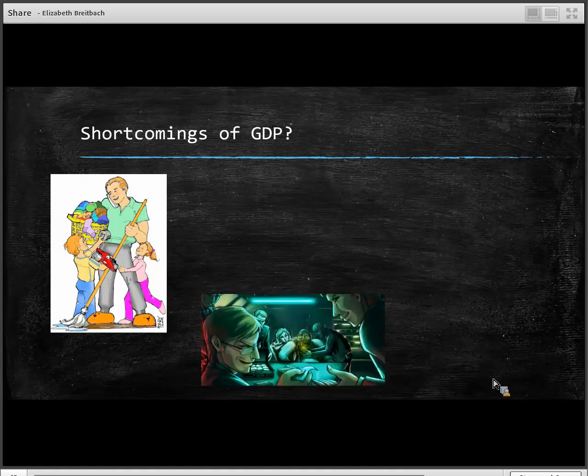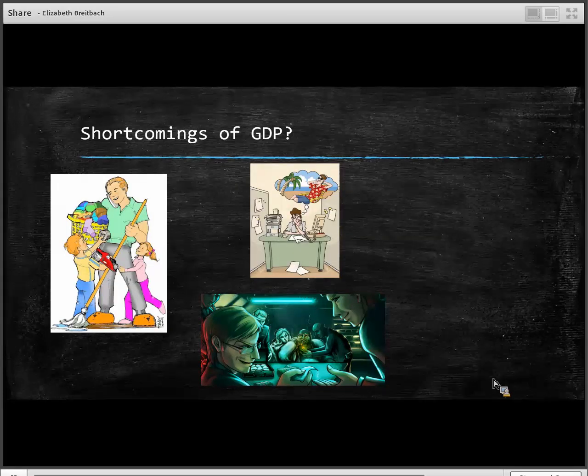Our next shortcoming of GDP is that the underground economy is not included in GDP. So illegal activities such as drugs, prostitution, gambling, are not included in GDP. So there are very productive people in society. They're not doing legal activities, but they are being productive. But it's not included in GDP. So again, shortcoming, it's underestimating the actual level of productivity for our economy.